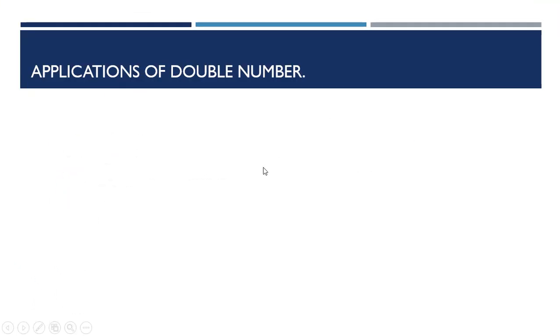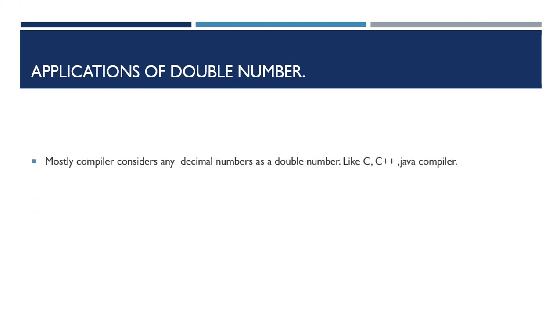Okay, so friend, let's talk about applications of the double number. First point, friend: mostly compilers consider any decimal number as a double number. As you saw, whenever we are assigning a decimal number, my compiler is simply treating a decimal point number as a floating point, as a double number. Like C, C++ and Java, all compilers treat any real number as a double number. So friend, also note this point, it is a very important point, remember it.